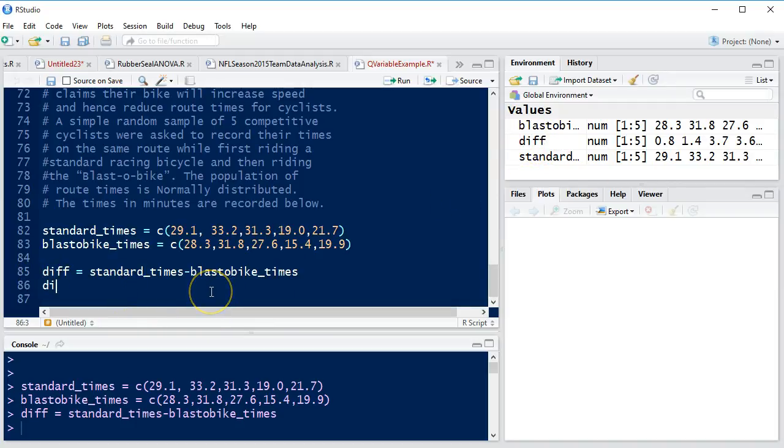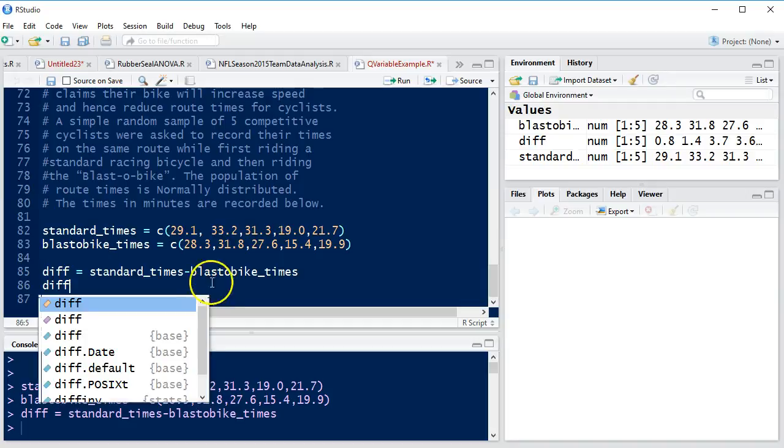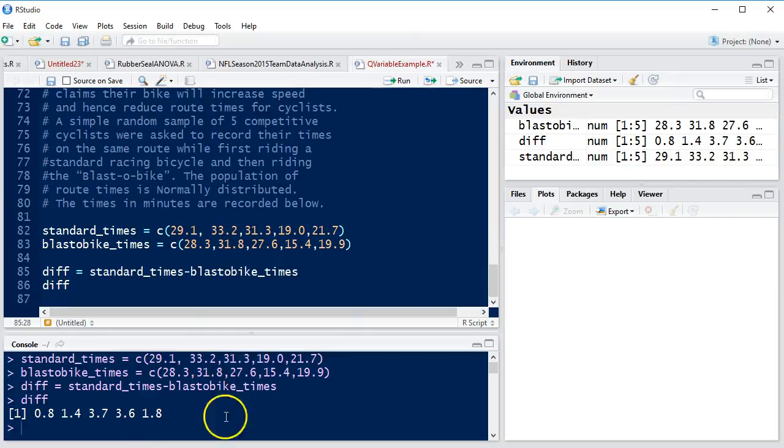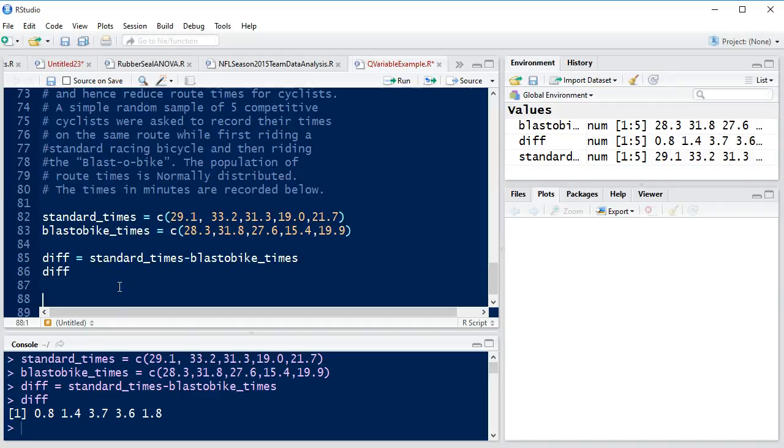And I can write, if I just run just the vector name, diff, then I get 0.8, 1.4, 3.7, 3.6, and 1.8. So basically this just took the differences between the route times for each cyclist.